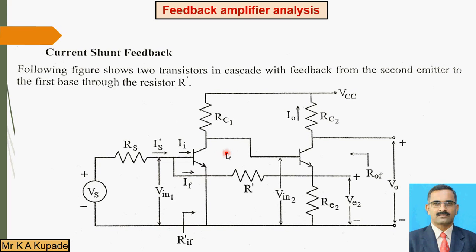Now in current shunt feedback, a cascaded transistor circuit is considered, and the emitter of this cascaded circuit is connected to the feedback circuitry. Here this transistor emitter and this transistor emitter are connected with the feedback, and with this input terminal, and here the resistance R dash is considered for that feedback circuit.